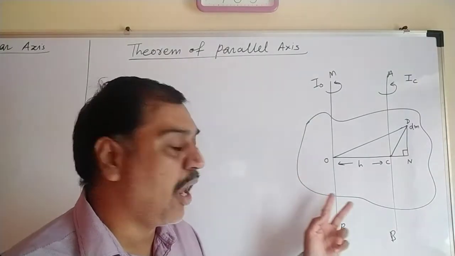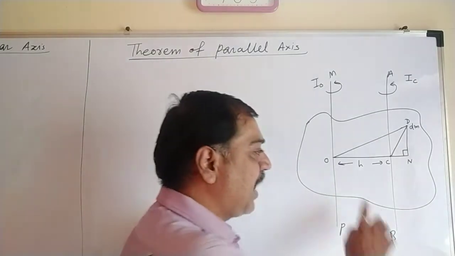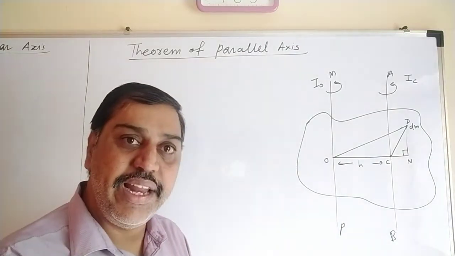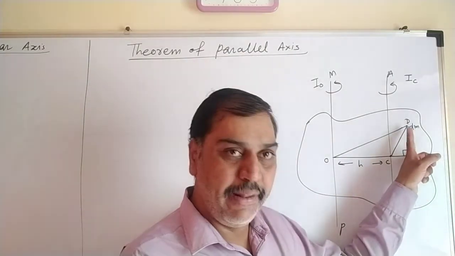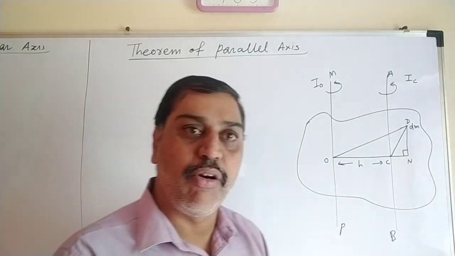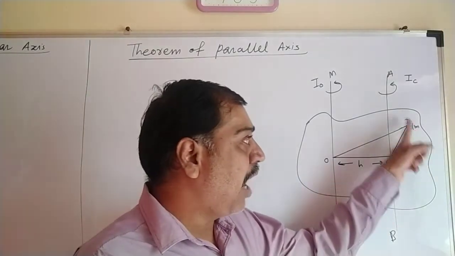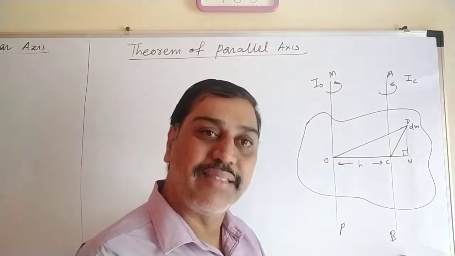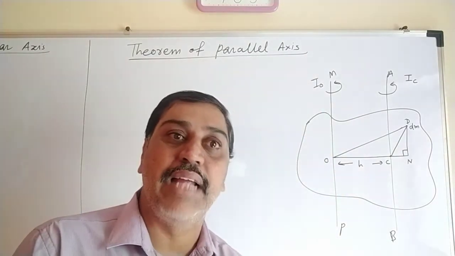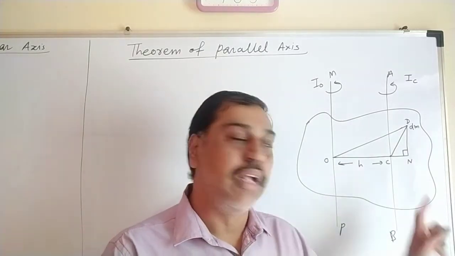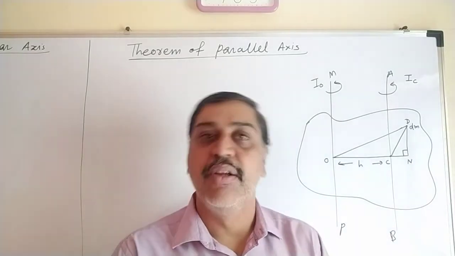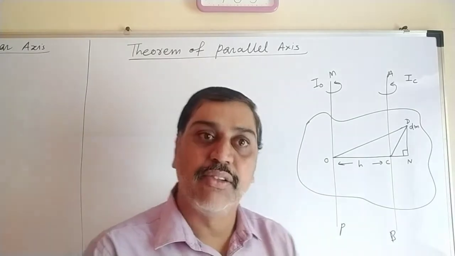Here the two axes are exactly parallel to each other, and suppose they are separated by a distance h. Now let us consider any mass dm placed at point D. Here we have to find the moment of inertia of this point D about the axis ACB passing through the center of mass, and the axis MOP passing through another point, and the axis of rotation is parallel to the axis passing through the center of mass. So first of all we will do some derivation, and finally we will see what the theorem of parallel axis is. Okay, so let's start.